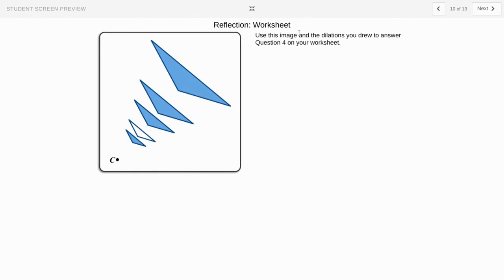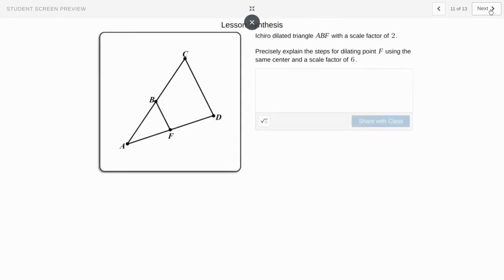So use this image and the dilations we drew to answer question 4 on our worksheet. Oh, well, we don't have a worksheet again. But notice as we continually go further away, our shape is staying similar, the same. It's just getting bigger as we go further away or smaller as we get closer to point C. So this is our last.